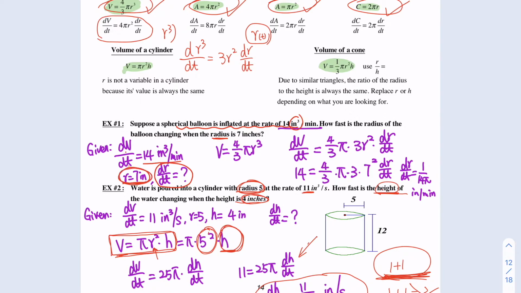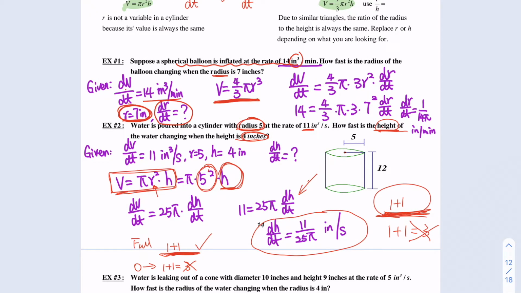Because the radius equals 7, this number 7 is changing all the time. As the volume becomes bigger, the radius will be bigger. So we cannot use the number 7 to set up the problem. As we know, V equals 4 over 3 pi r cubed. So this is the equation. We can take the derivative with respect to t on both sides. This is our answer.